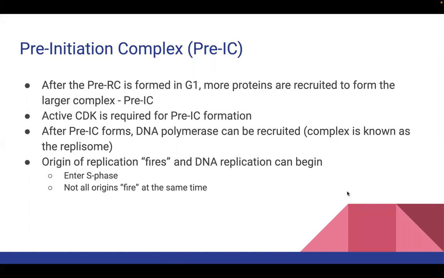So after the pre-RC is formed in G1, more proteins are recruited to form the larger complex, which is called the pre-IC. CDK is required for this pre-IC formation. And after the pre-IC forms, DNA polymerase can be recruited. And once this polymerase is recruited, the overall complex is known as the replisome. So then the origin of replication fires and DNA replication can begin, and this is the start of S phase.